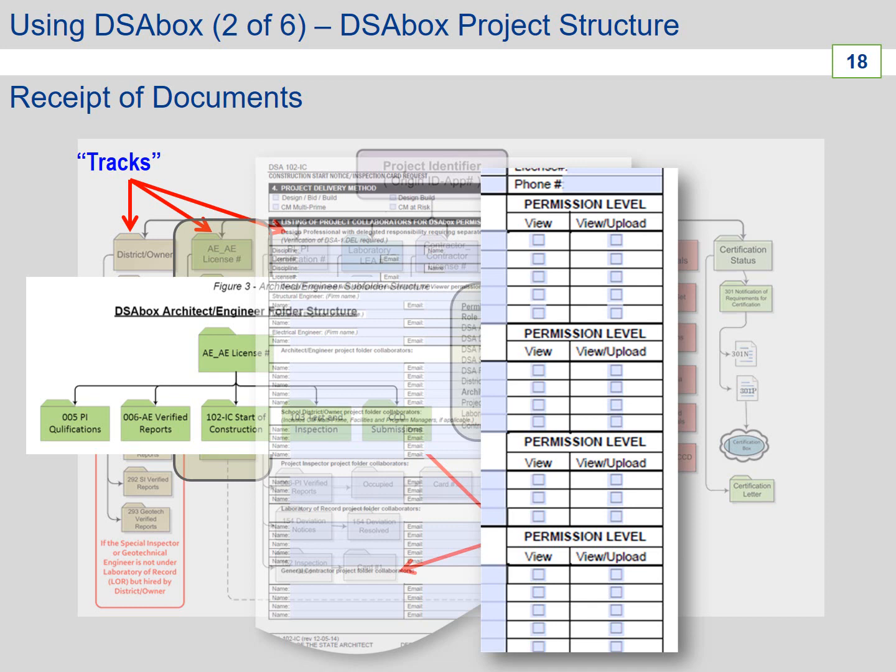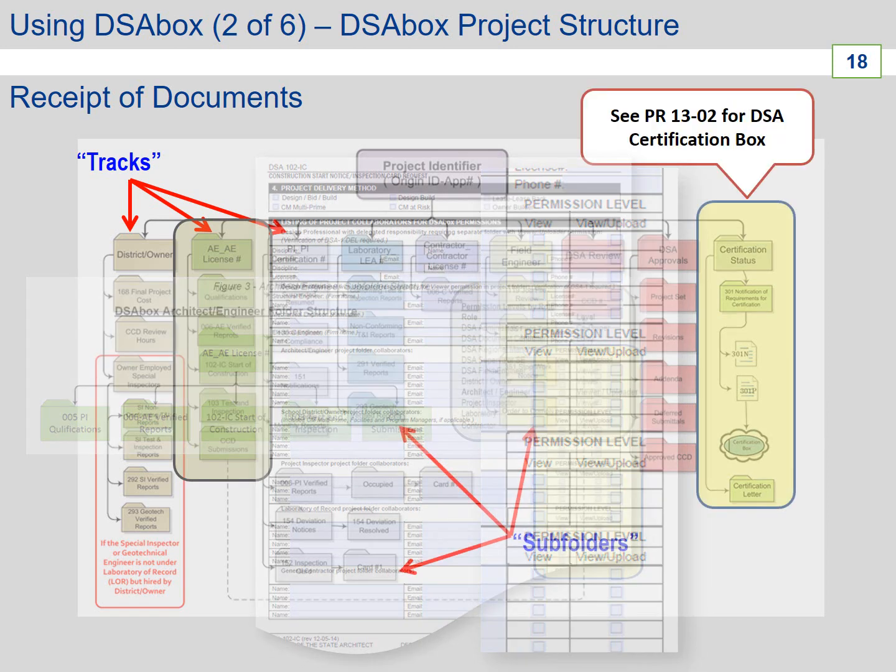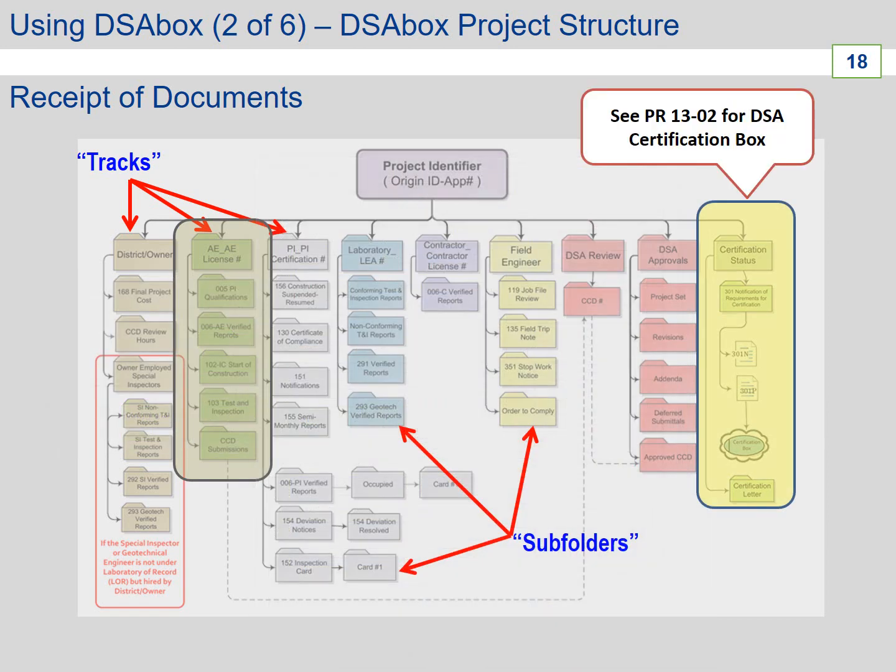Furthermore, all files uploaded to DSA Box are maintained in a retrievable archive system within each folder, thereby permitting previous versions to be accessed at any time. There is also a separate box system called Certification Box for completed projects. The certification process is covered in DSA Procedure PR 13-02 and will be briefly discussed in the last section of this presentation.